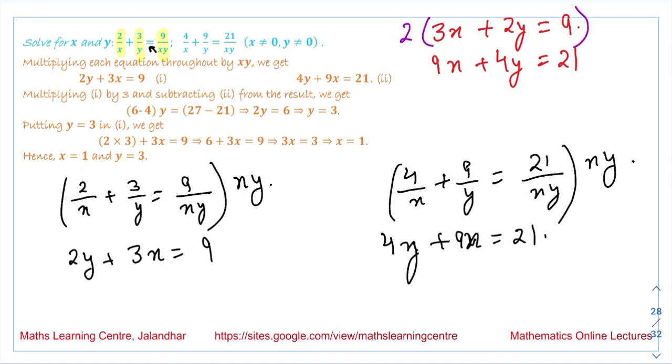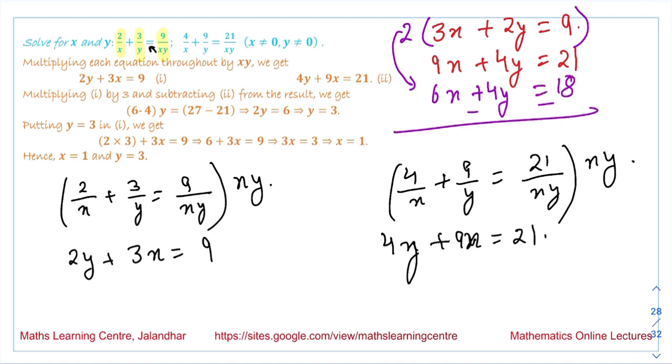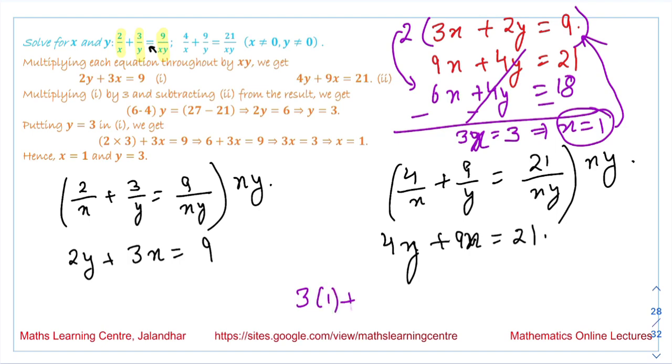We can multiply this equation with 2 and we will get 6x plus 4y equal to 18. We subtract these two equations, this gets cancelled and we are left with 3y is equal to... 3x is equal to 3, so it means x is equal to 1. We substitute this value in any of these equations, so it is 3 into 1 plus 2y is equal to 9. So it means 2y is equal to 6. So this means y is equal to 3.